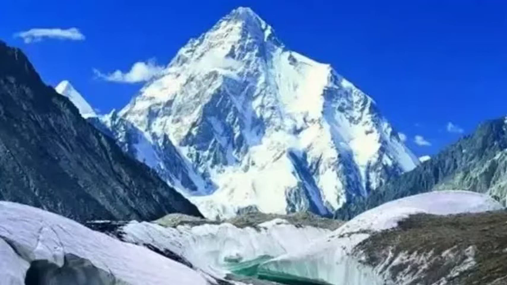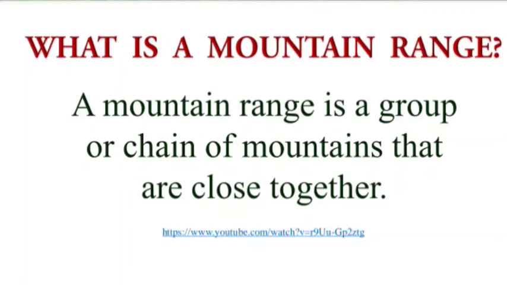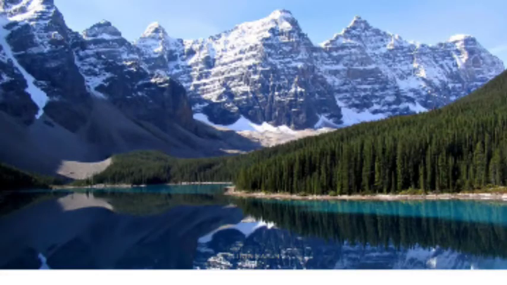Okay, so these are the important mountain ranges. And last one, Great Dividing Range, it is also one kind of mountain range. It is located in Australia. What is a mountain range? A mountain range is a group or chain of mountains that are close together. We already discussed examples, and you can see this picture.